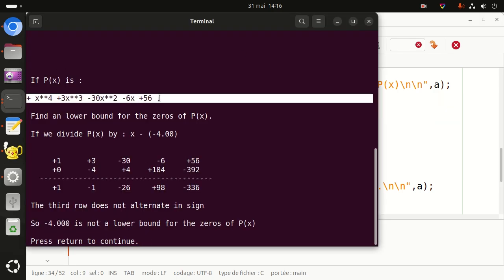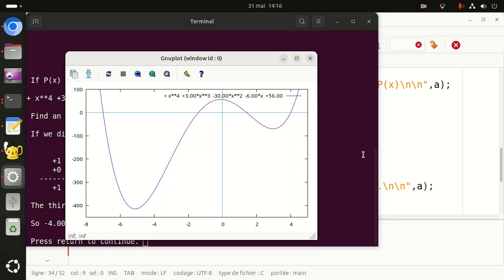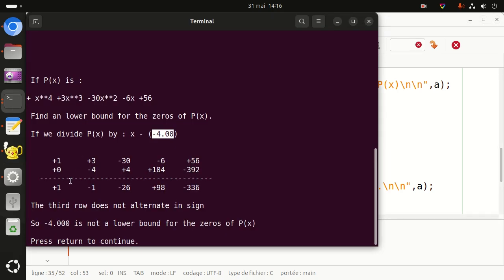This is the polynomial. I have chosen first minus 4 here. The first row does not alternate in sign. Plus, minus, minus, plus, minus. The first row does not alternate in sign, so minus 4 is not a lower bound for the root of p of x.